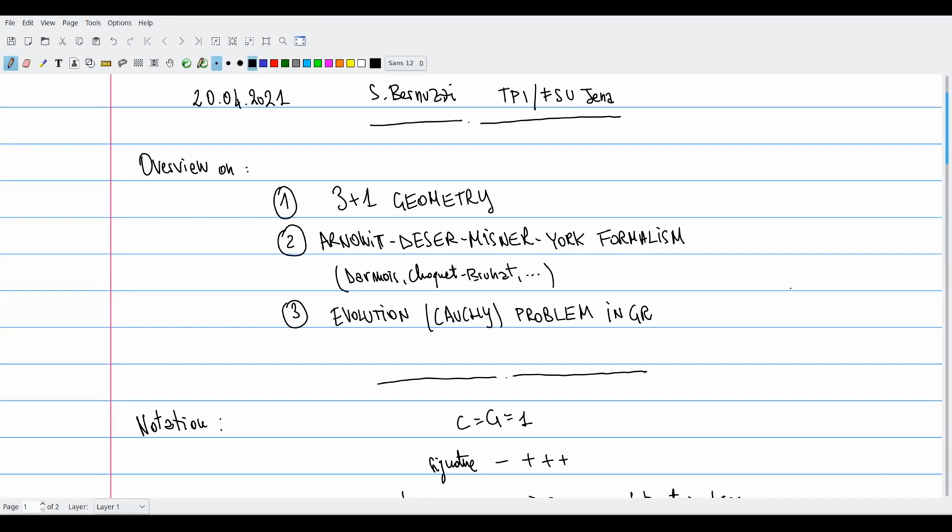And finally, in the last part, I want to talk a bit about the Cauchy problem. So how do we set up a well-posed initial value problem in general relativity? What's the step between point 2 and an actual formulation that is used in numerical relativity? And again, here it will be very sketchy as well.